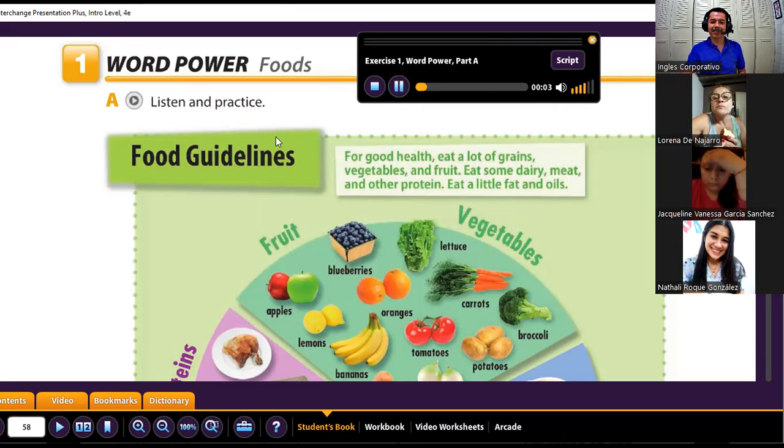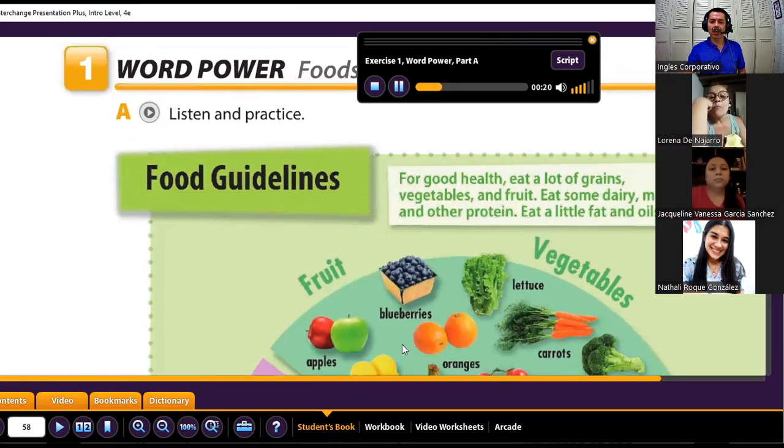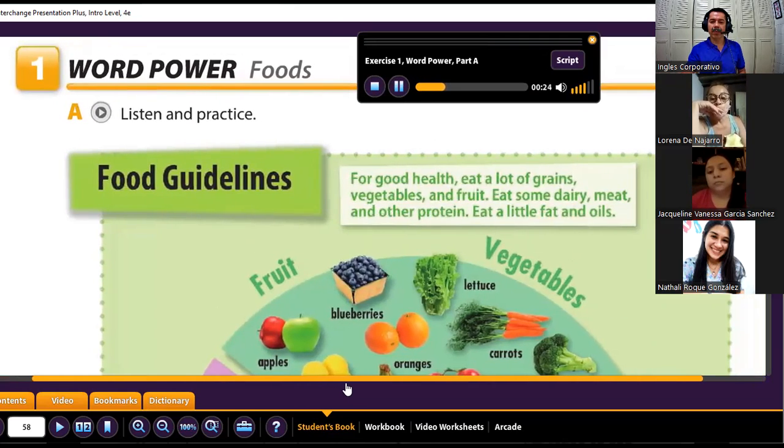Page 58, Exercise 1, Word Power. Foods. Part A. Food Guidelines. For good health, eat a lot of grains, vegetables, and fruit. Eat some dairy, meat, and other protein. Eat a little fat and oils.